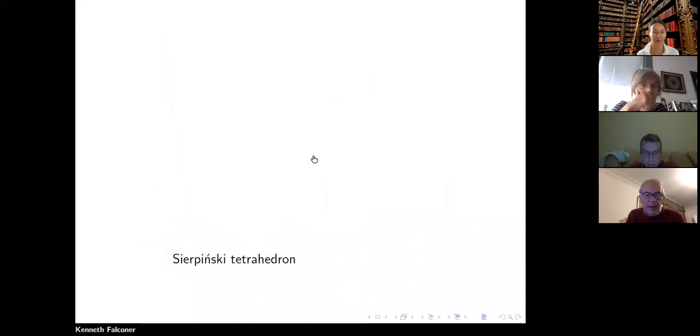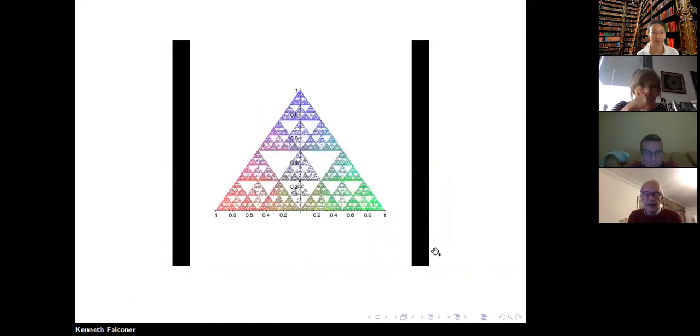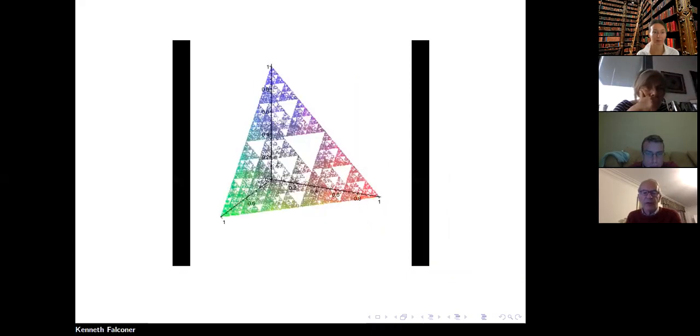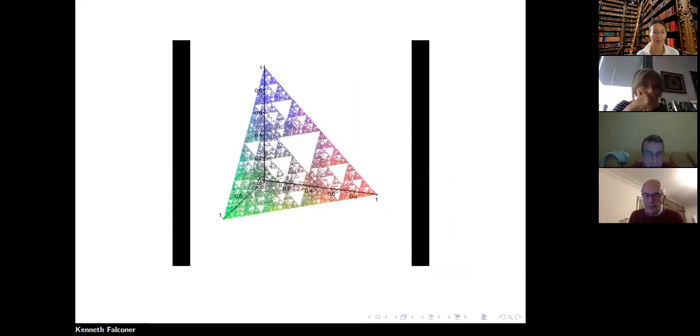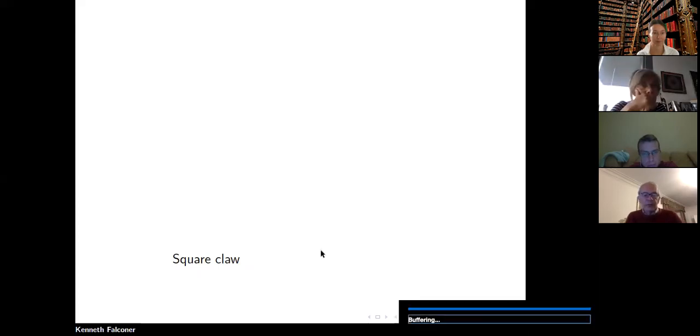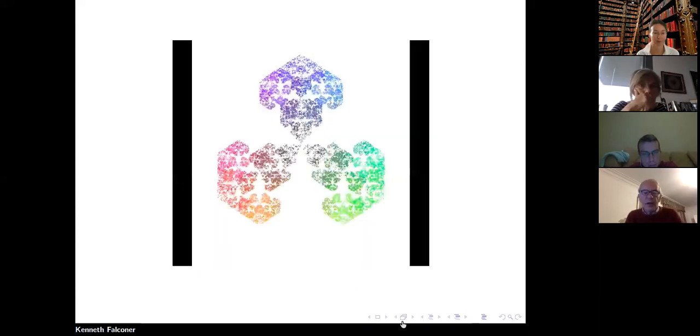So let's start with an example which gives the Sierpinski tetrahedron. I hope you can see this moving around, which gives you an idea of what it looks like. So this is the right-angled Sierpinski tetrahedron as one of the attractors you get there, and that has the full order 6 symmetry.